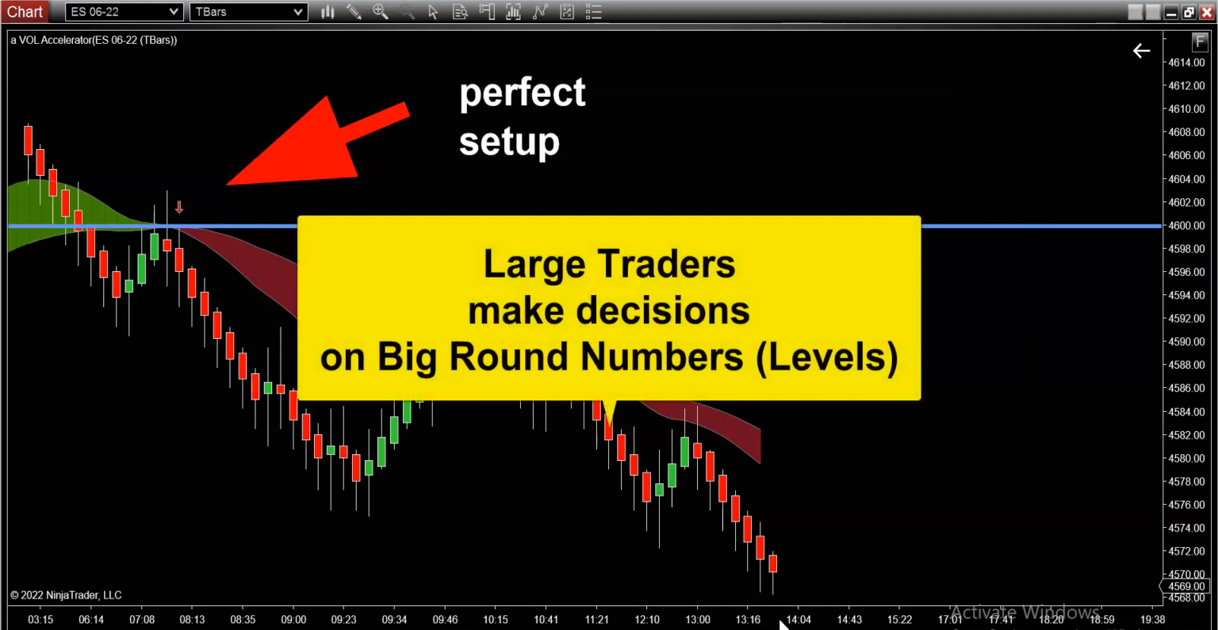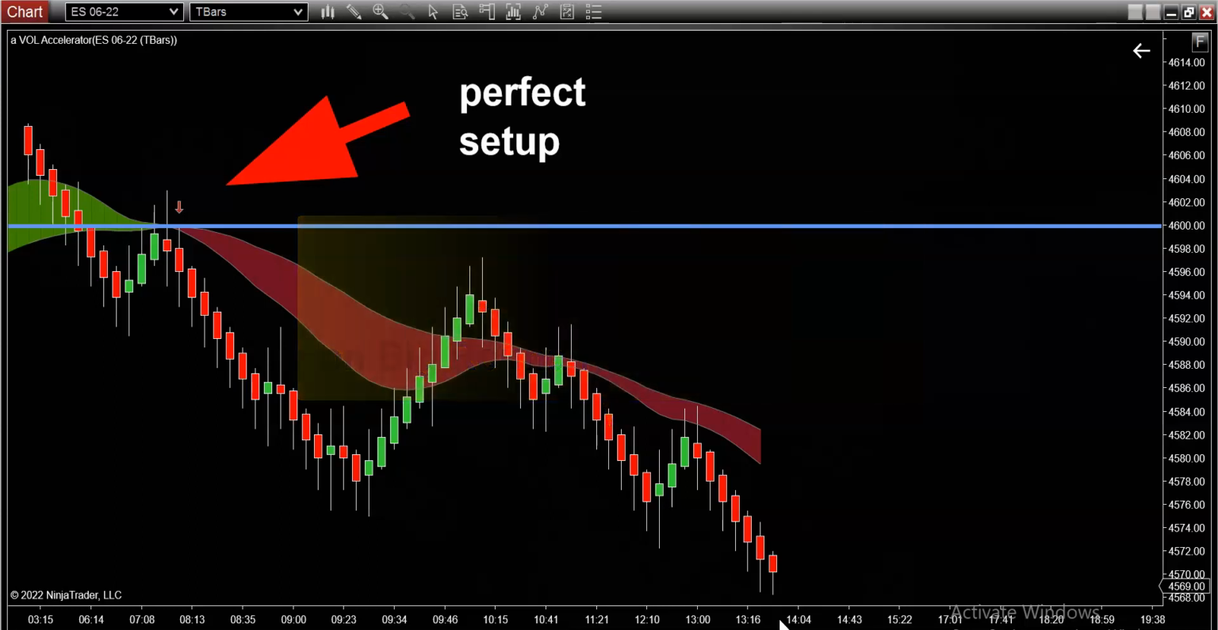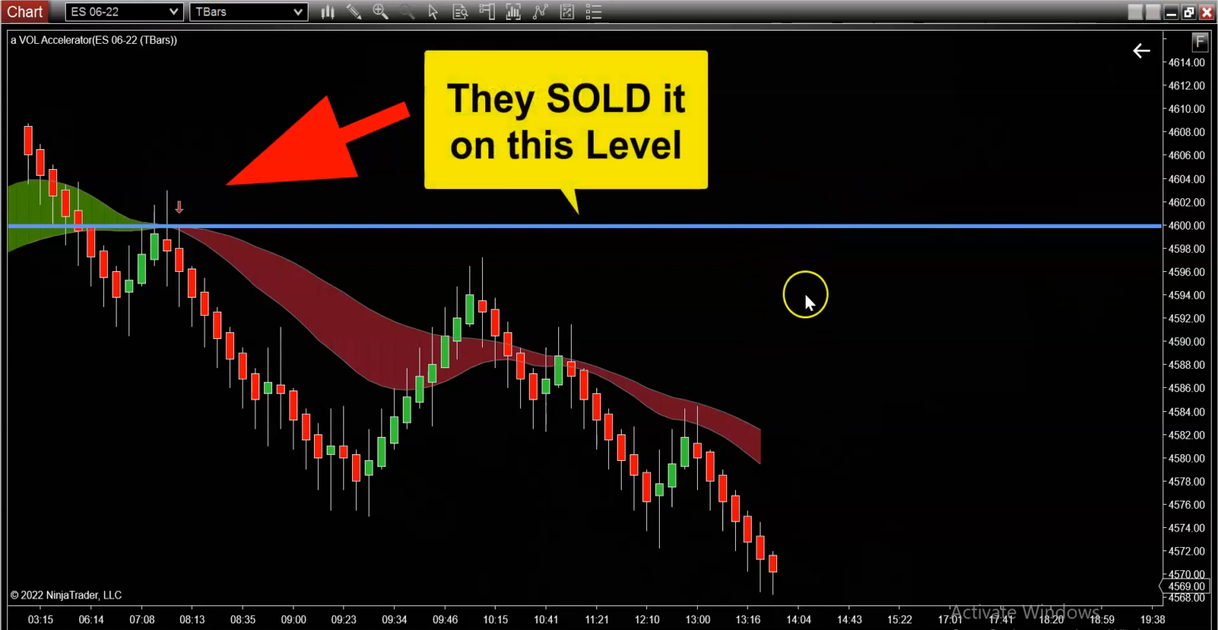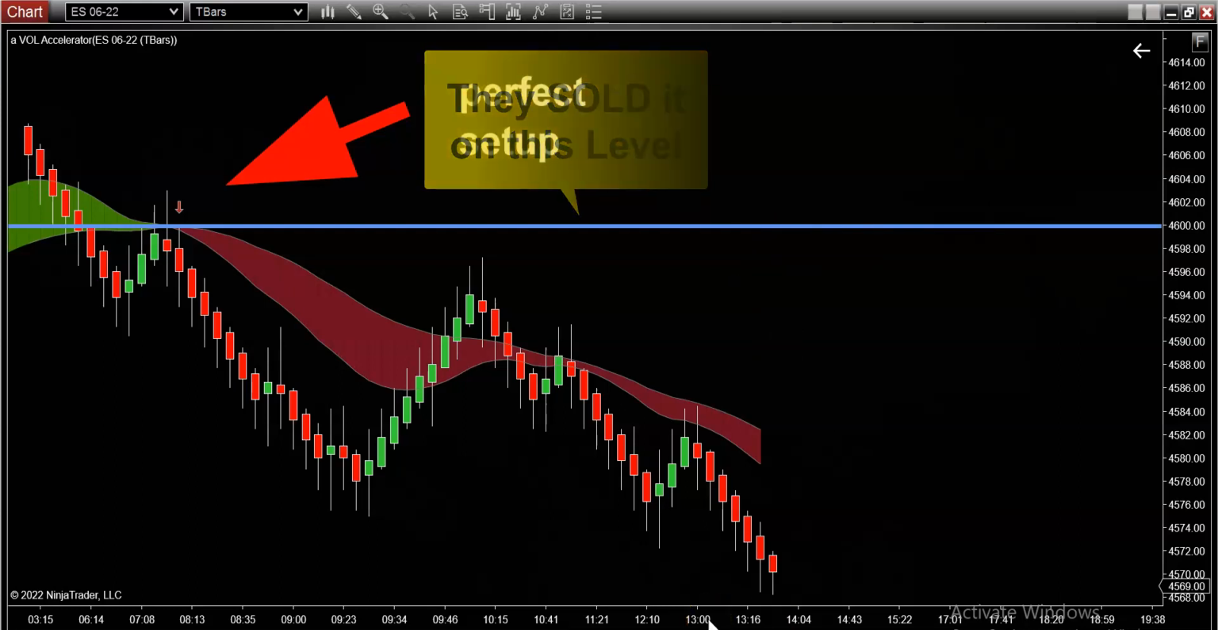My theory, guys, on the market is that the large traders respect these big round numbers on the S&P, on the NASDAQ, on the Dow. And many times you're going to see the market bounce heavily off of a big round number or sell off significantly on a big round number. You understand what I'm saying? Does this make sense? But I'm not done.